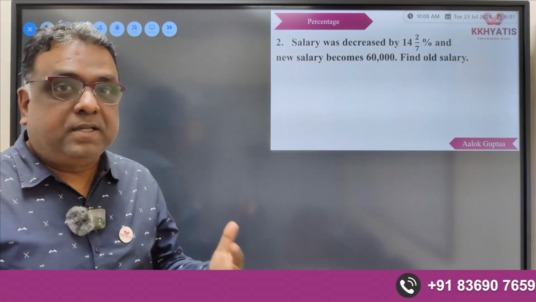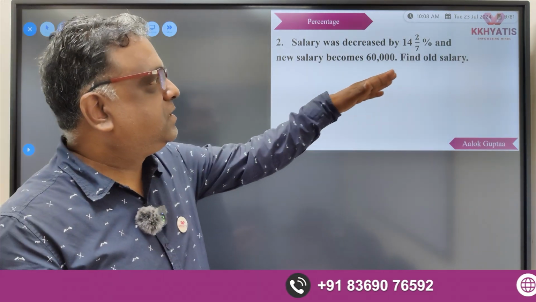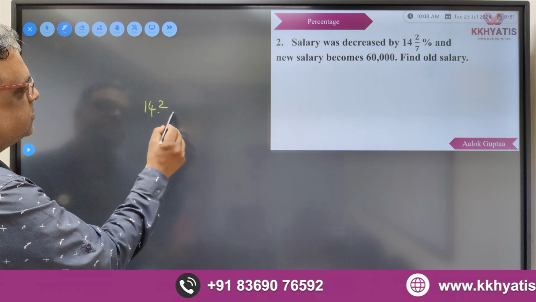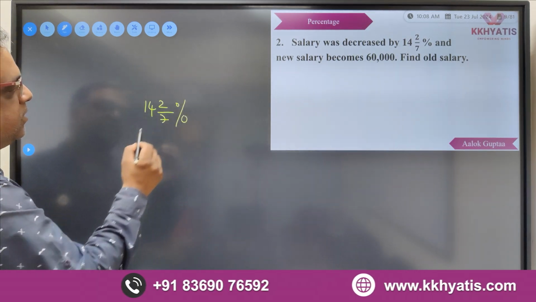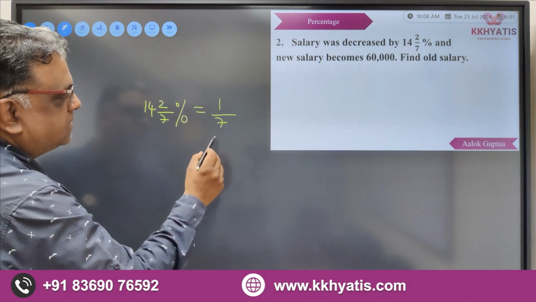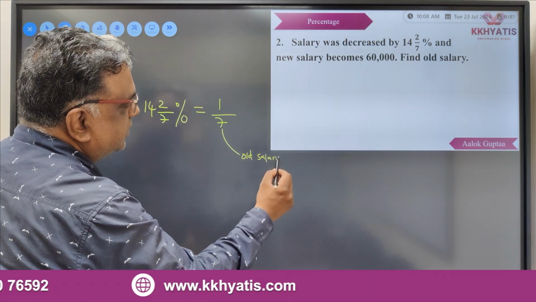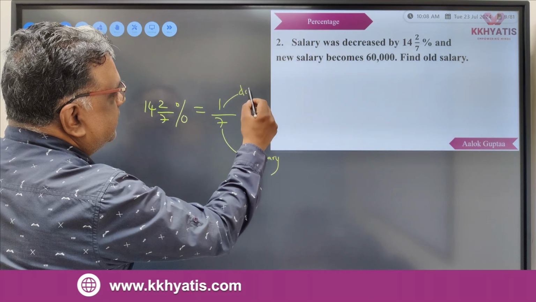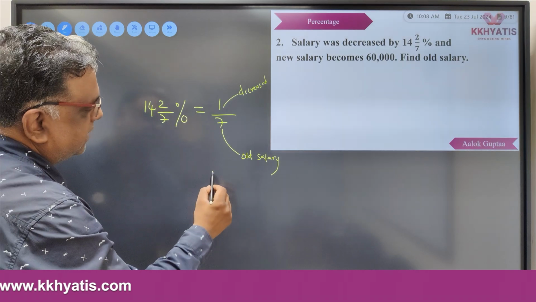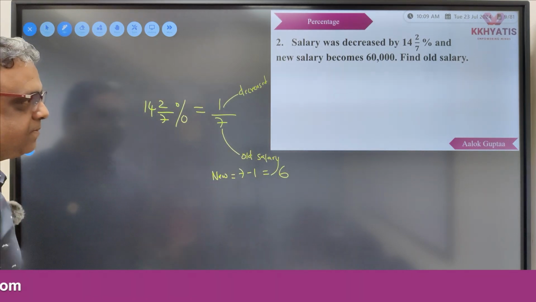Now salary was decreased by 14.2 by 7% and new salary becomes 60,000. Find old salary. So simple. How do I solve this problem? How much was my salary decreased by? 14.2 by 7%. In terms of fraction, it is 1 by 7. What does this mean? This was my old salary. This was my decreased value. And my new salary would be, because there is a decrement, 7 minus 1 is 6.